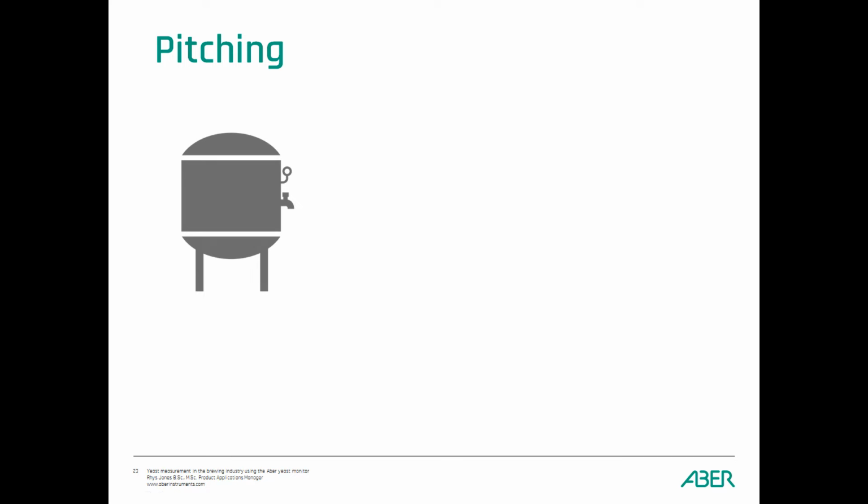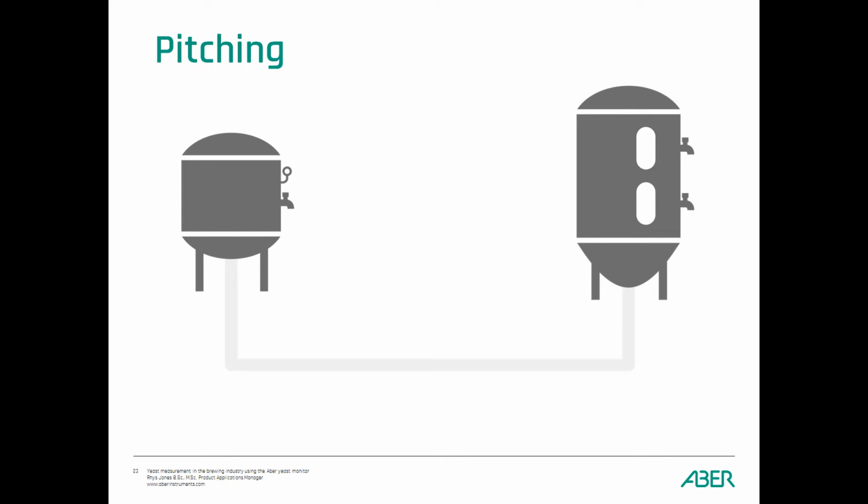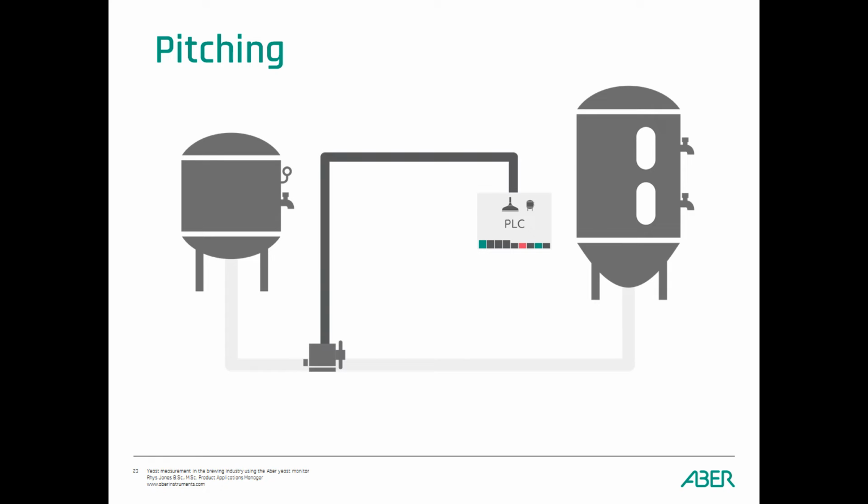Here we have our yeast storage vessel on the left, fermentation vessel on the right, and these are connected via pipework. Then we have the PLC, which controls the dosing pump, and then we have the ABBA yeast monitor, which provides real-time live cells per mil readings or percent spun solids readings to the PLC. And finally, we have the flow meter, which provides liters per second measurements to the PLC.